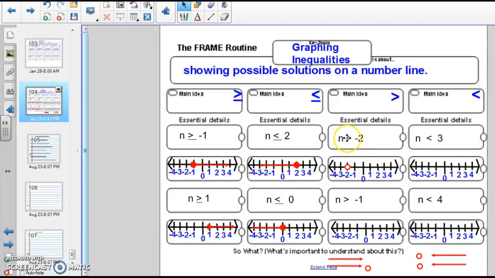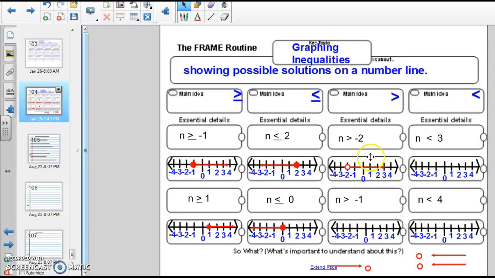Now, to show numbers greater than -2, now that we have our open circle, we're going to draw an arrow to the right that would show all numbers greater than -2. So draw your arrow on top of, not above your number line and not below it, but on the number line, draw your arrow to the right, showing all numbers greater than -2.